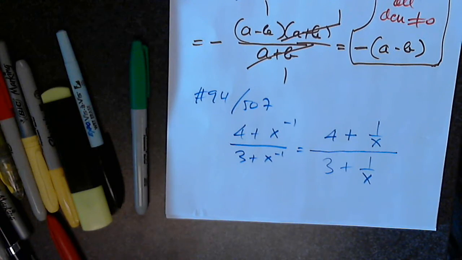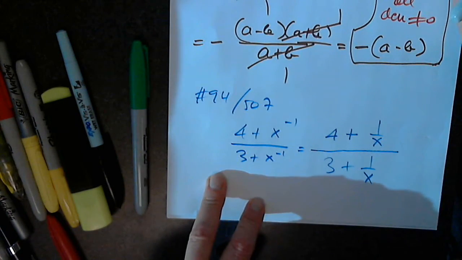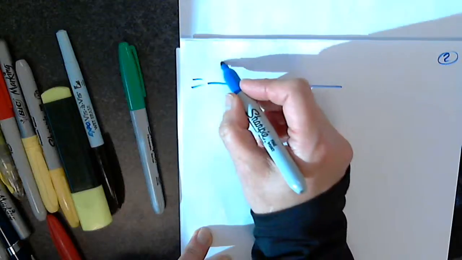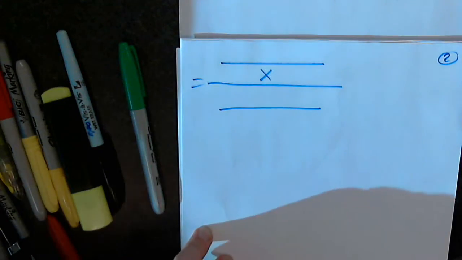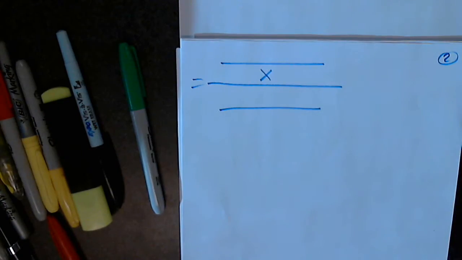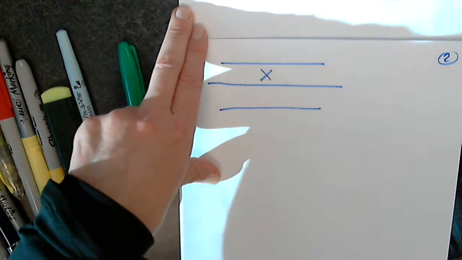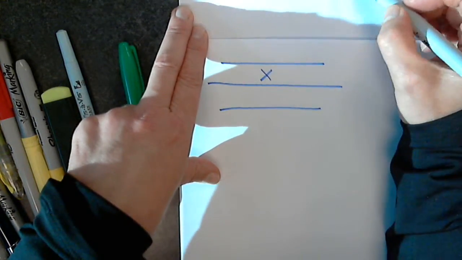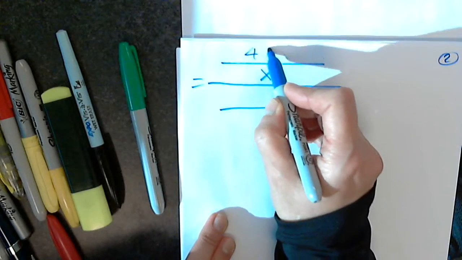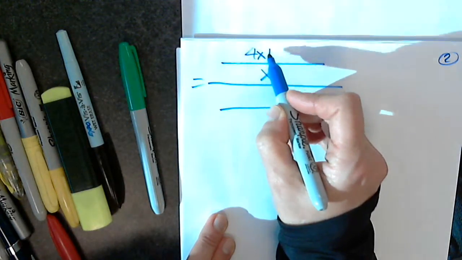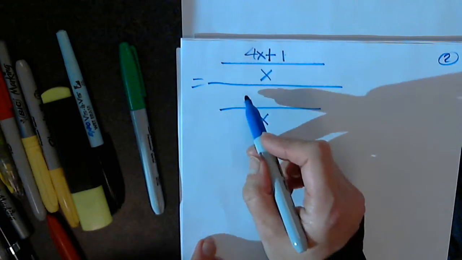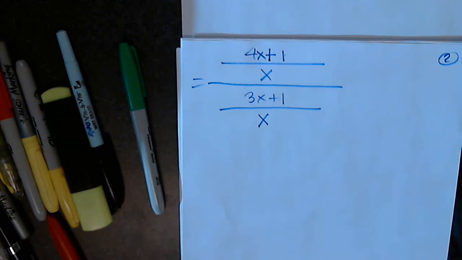Ready? So the numerator has a least common denominator, which is x. So therefore, the adjustment for the top of 4 is good, and the top of 3, of course, is x. So what do I have at the top here? 4x plus 1. And now the denominator, the least common denominator, is also x. So we have 3x plus 1. Do we all agree with this step?